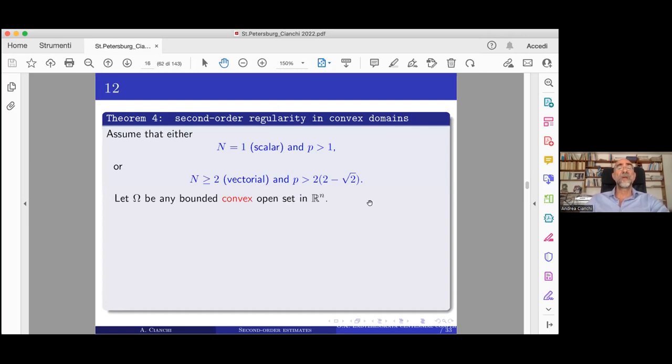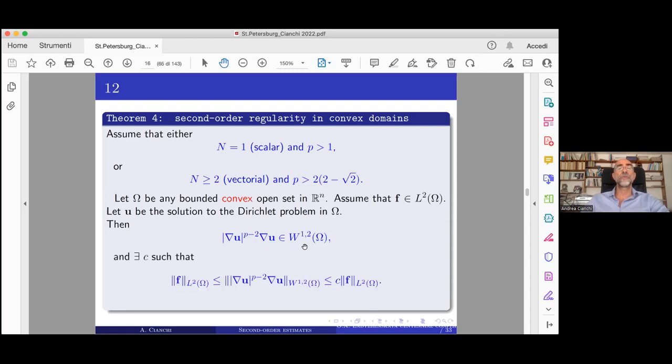And if we have any bounded convex set in R^n, so no extra regularity on the domain is required beyond convexity, then if the right-hand side is in L2 and u is a solution to our Dirichlet problem, then this expression is globally a Sobolev function in W^{1,2}, and we have a double-sided estimate for the Sobolev norm of this expression in terms of the datum f in L2.